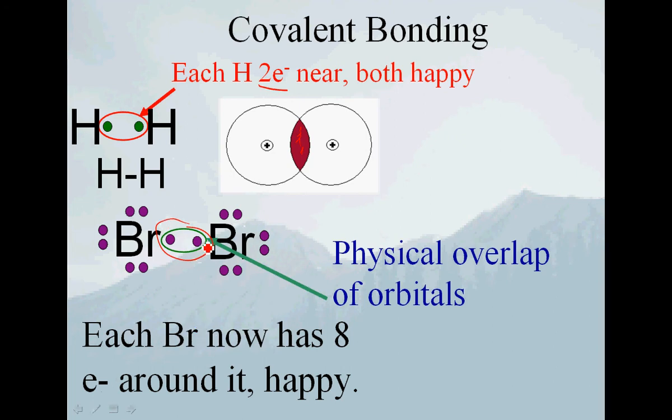It has the 7 it originally had, and then by sharing its 7th one, it gets credit for an additional 1. So now each one of these bromines has 8 electrons around it. They both have a sort of fake noble gas configuration, even though I don't have a total of 16 electrons. I've only got a total of 14 electrons, but both elements think they have 8 electrons, which makes them happy.